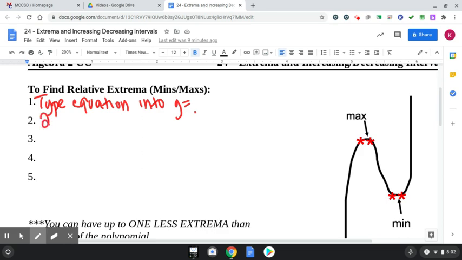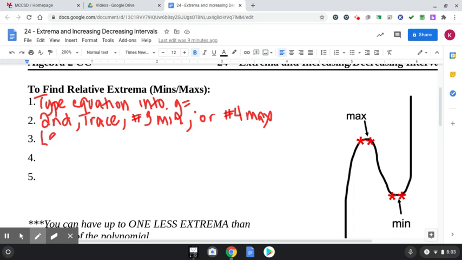Then you're going to press second, trace, and you see two options that say minima and maxima. So number 3 is if you're looking for a min, or number 4 is if you're looking for a max. Then it's going to say left bound. So you need to move the cursor to the left side, somewhere on the left side of the min or max. So for example, I have this little graph on the side on the right of your worksheet. So if this is the maximum, you're going to be somewhere over here to be on the left side. Then you're going to press enter.